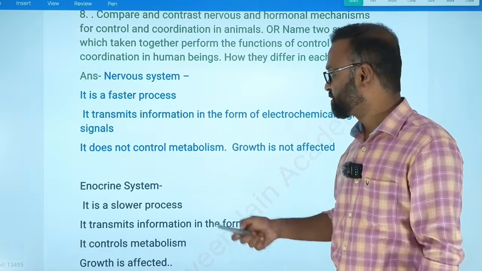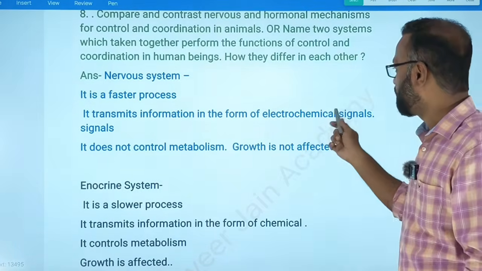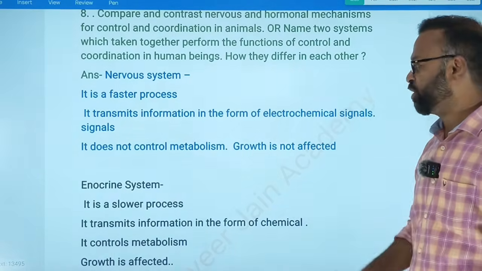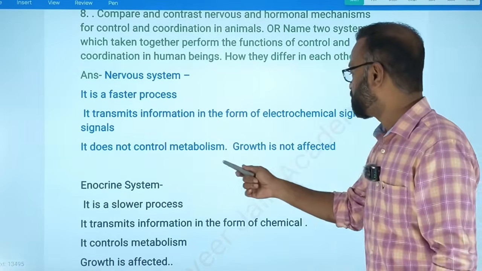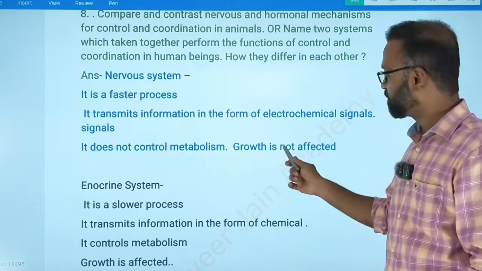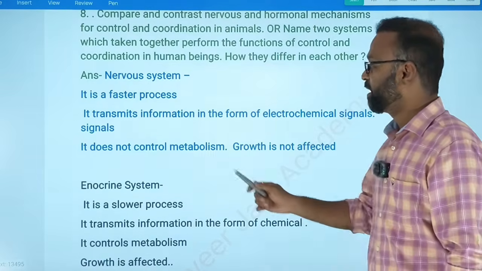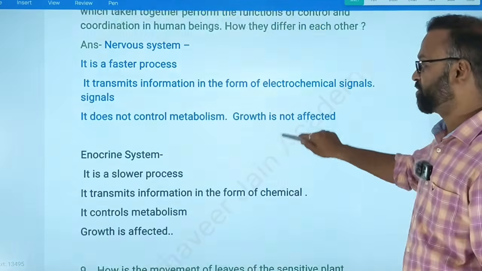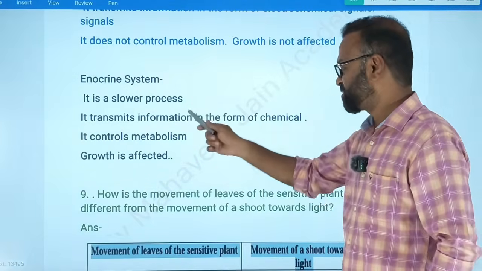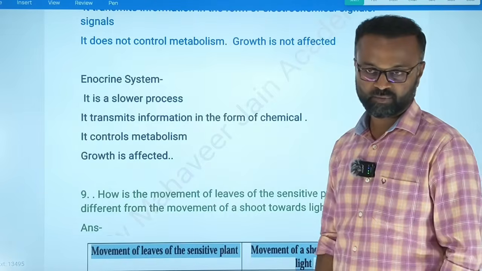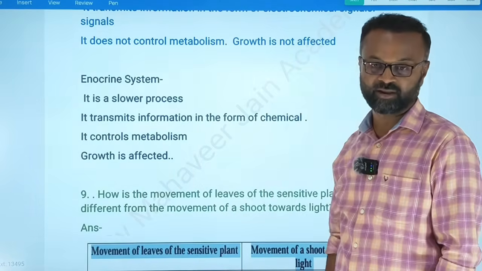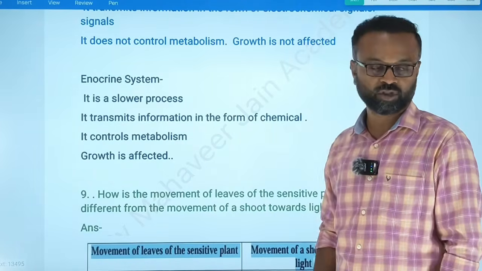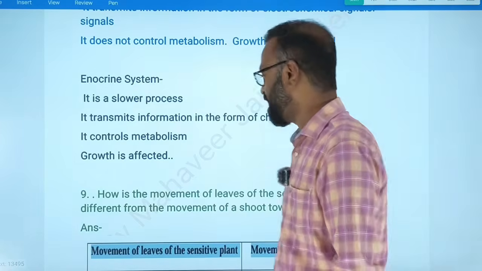Nervous coordination is a faster process. It transmits the information in the form of electrochemical signals, electrical signals, or nerve impulses through the neurons. It does not control metabolism, and growth is not affected. Growth is affected by the hormonal coordination. Hormonal coordination controls the metabolism, remember, but not the nervous coordination. The endocrine system is a slow process, transmitting information in the form of chemicals, not in the form of electrochemical signals. It controls the metabolism, growth is affected. Yes, definitely. Growth hormone brings the growth in our body, right? Definitely growth is affected by the hormonal coordination.